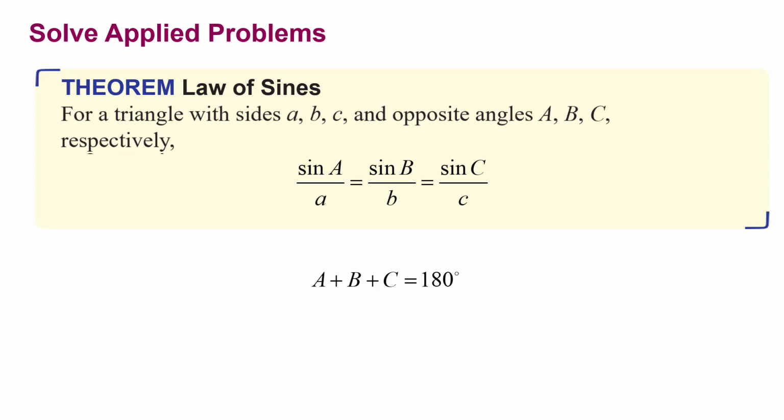In this video, we're going to use the law of sines to solve applied problems. As a quick reminder, the law of sines says that for a triangle with sides A, B, C and opposite angles A, B, C respectively, sine of angle A divided by side A equals sine of angle B divided by side B, which equals sine of angle C divided by side C. In addition, we'll use the fact that the sum of angles of any triangle equals 180 degrees.